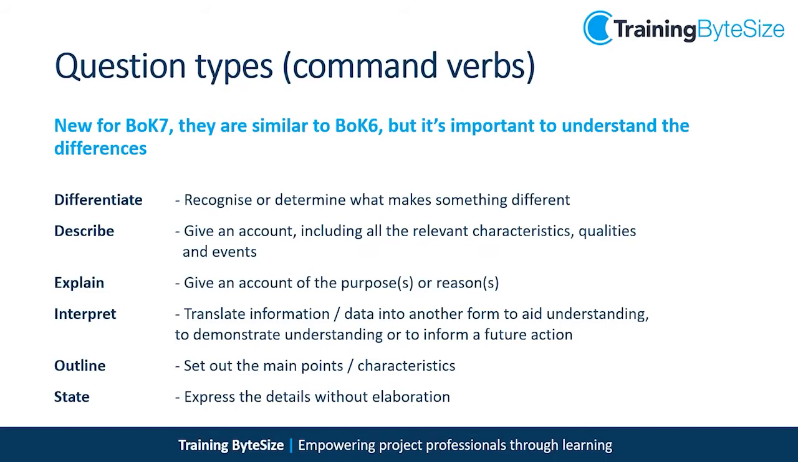Explain is the most common type of question I would say you would encounter. Explain is to give an account of the purpose or reason. This is asking for knowledge and for a detailed understanding. These questions tend to be weighted the heaviest typically. If I was to give a weighting to a question, you tend to find explain are the ones with the highest weightings, because they're asking for detail. I'll go into more detail on some of these in a minute.